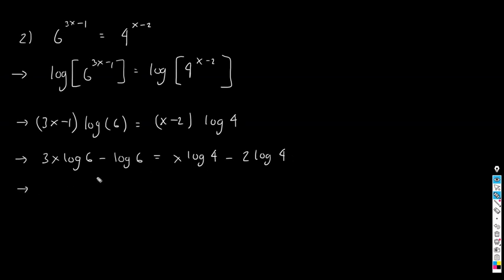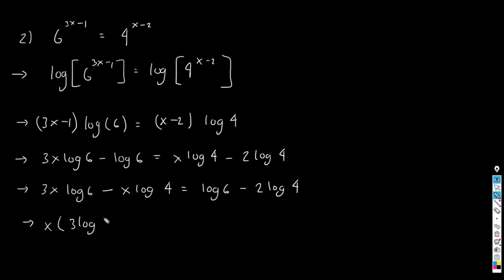So next, I'm going to have all my terms with my variable, which is x, on the left side. So it's going to be 3x log of 6 minus x log of 4. And on the other side, I'm going to have all my constants, which is log of 6 minus 2 times log of 4. Next, I can just factorize, because the common factor in these terms is x, that multiplies 3 times the log of 6 minus the log of 4 equals all of this stuff.